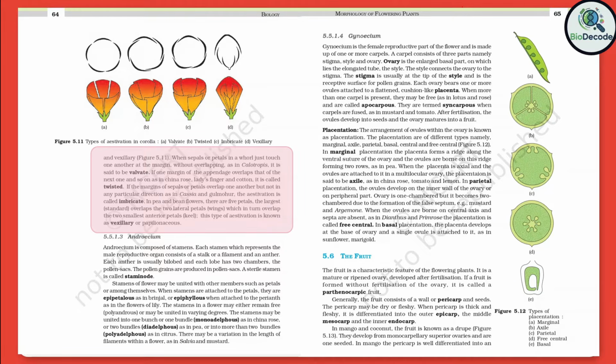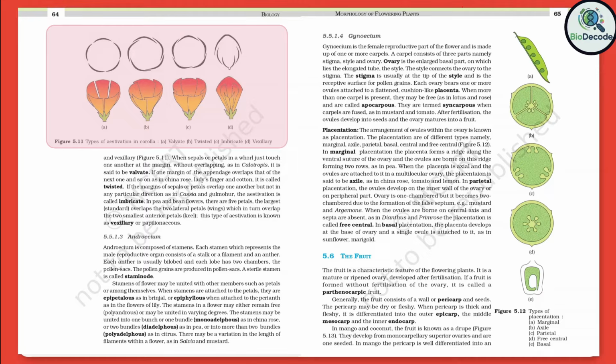In pea and bean flowers, there are 5 petals. The largest standard overlaps the 2 lateral petals' wings, which in turn overlap the 2 smallest anterior petals' keel. This type of estivation is known as vexillary or papilionaceous.